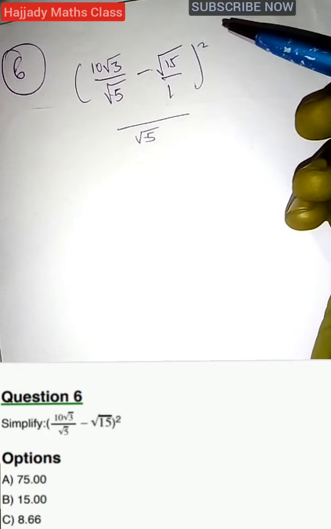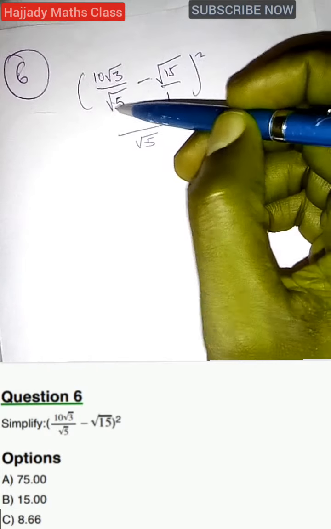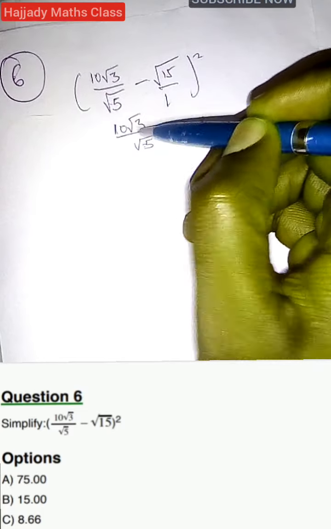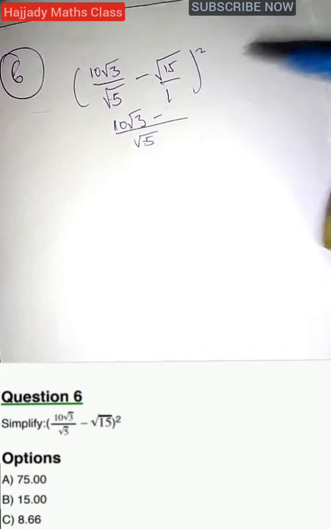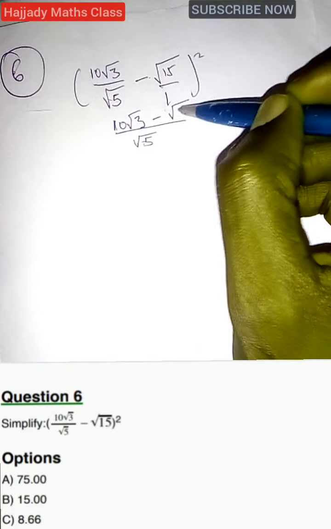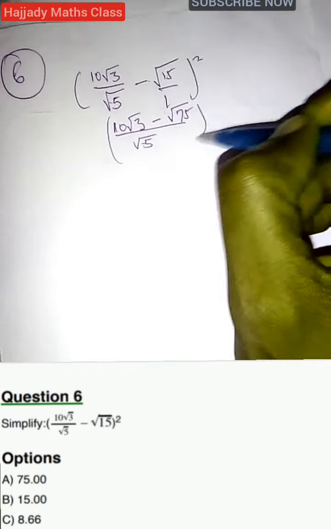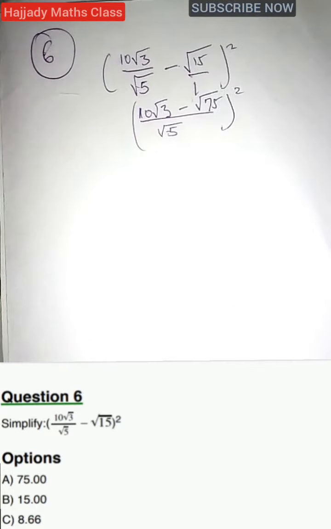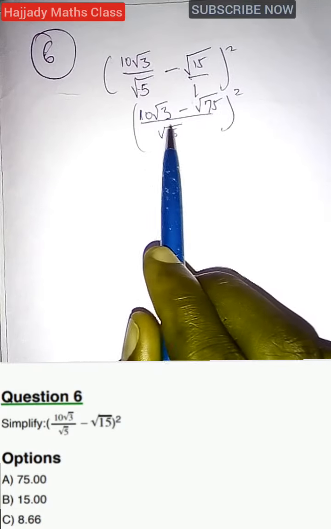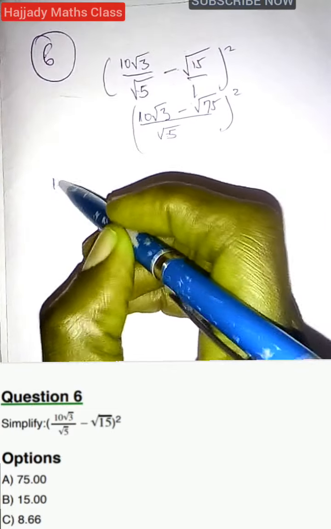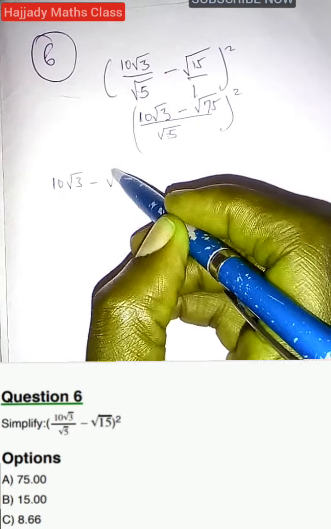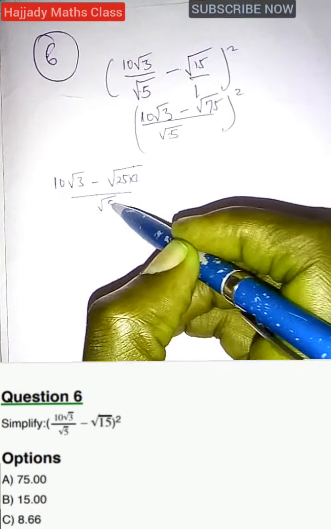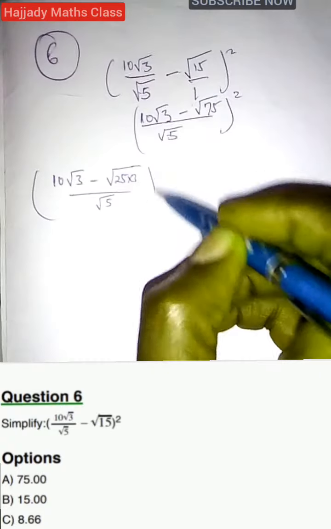And we have an alternative way, but don't worry, you can use this approach. Root 5 in root 5 is 1, multiplied by the numerator, we have 10 root 3, minus 1 in root 5 is root 5 times root 15, we have root 75. Don't forget, everything must be squared. Now solving this, we can reduce 10 root 3 minus root 75, which is the same as root of 25 times 3, all over root 5. So don't forget, all squared.